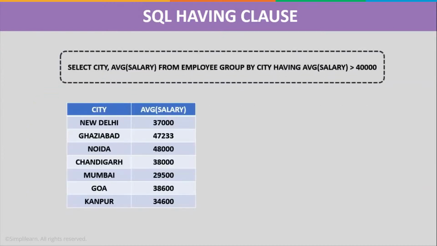Now that you have applied this, now let us have the having condition here. Now let's say if I want to find the average salary of all those employees from different cities who is having average salary greater than 40,000.